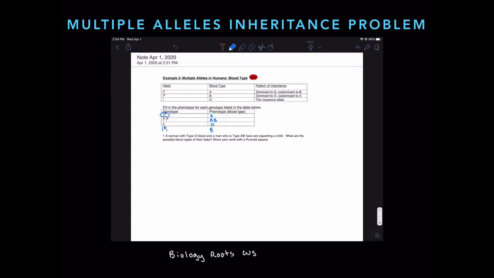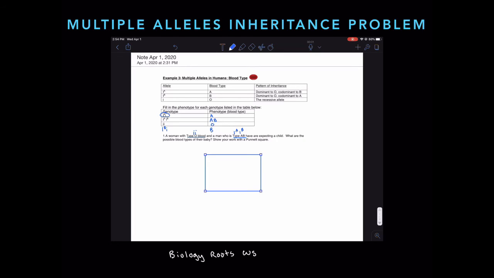Let's look at a practice problem using the genotypes of blood. In the chart, it has the same genotypes that we listed before with multiple alleles. A woman with type O blood and a man who is type AB are expecting a child. Type O is recessive ii, and type AB is the codominant AB. What are the possible blood types of their baby? Show your work with a Punnett square.